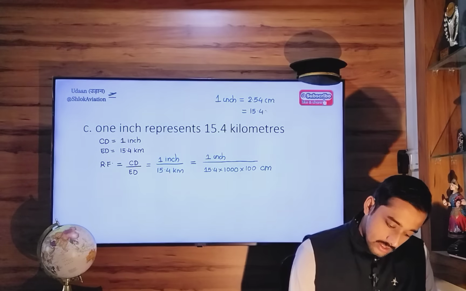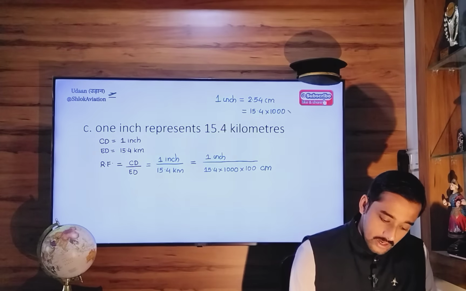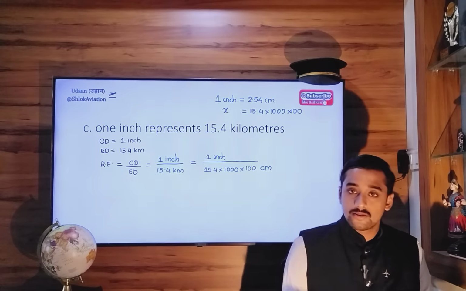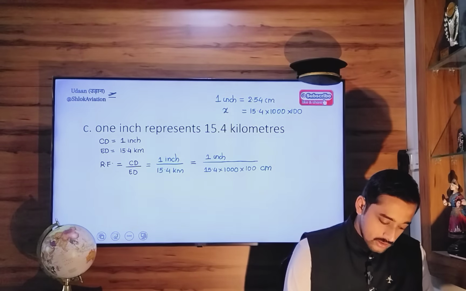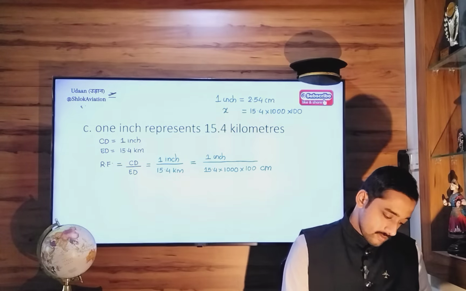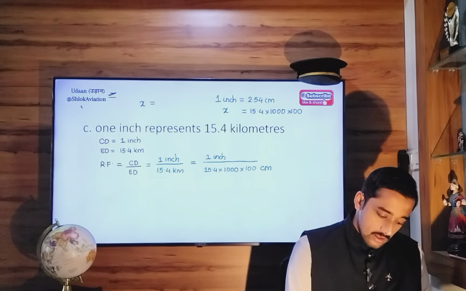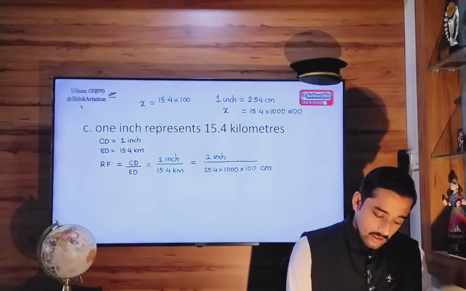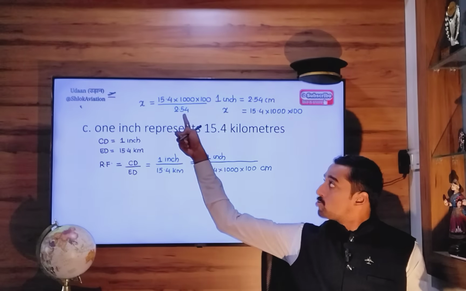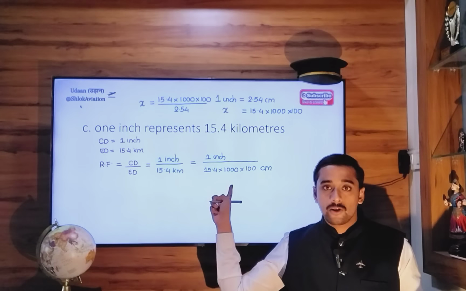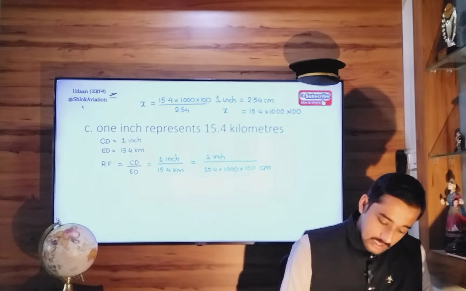15.4 into 1000 into 100 will be how many inch? We do not know. So cross multiply. That will give us x is equal to 15.4 into 1000 into 100 divided by 2.54. Right? So we will divide this by 2.54. We will bring 2.54 in the denominator like this.